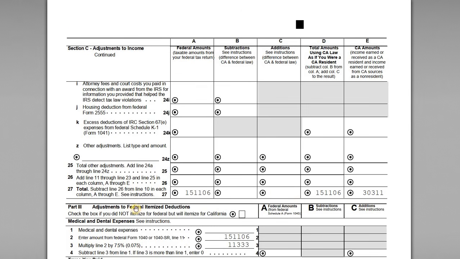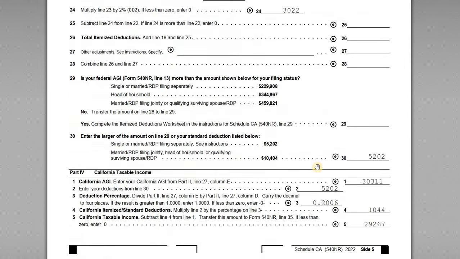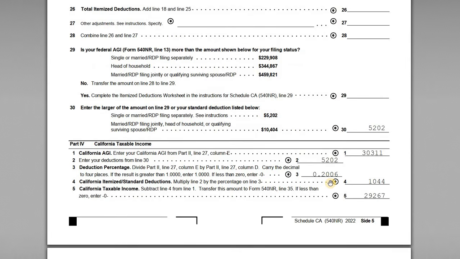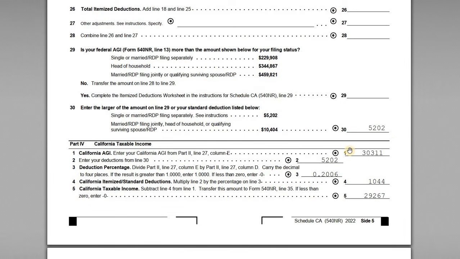So if we go back up here, line 27, column D and column E, $30,311 is 20% of the total. And so that's why we're getting this factor down here, 20.06%. So if we take our 0.2006 figure times the standard deduction amount, that's how we arrive at the adjusted standard deduction amount that we'll be able to claim, $1,044.